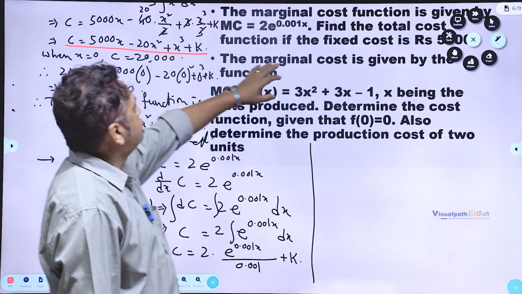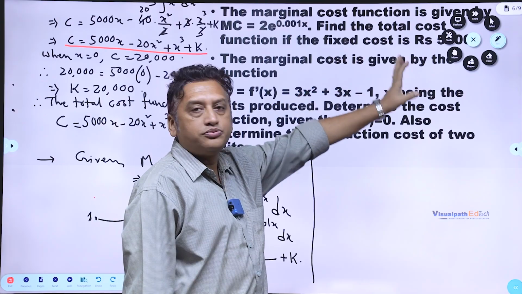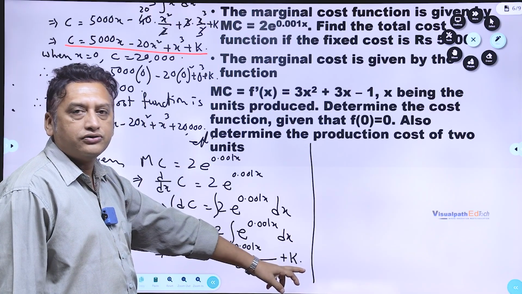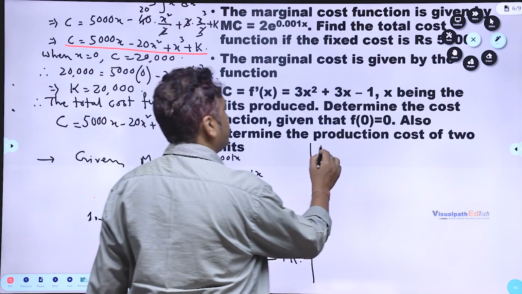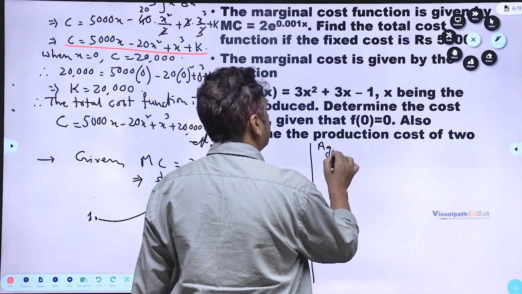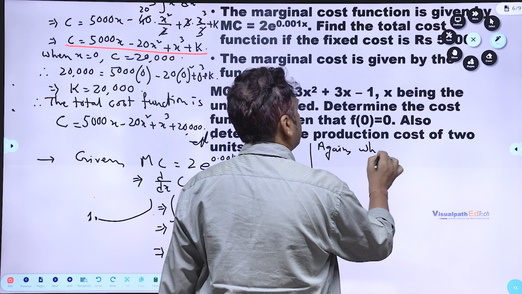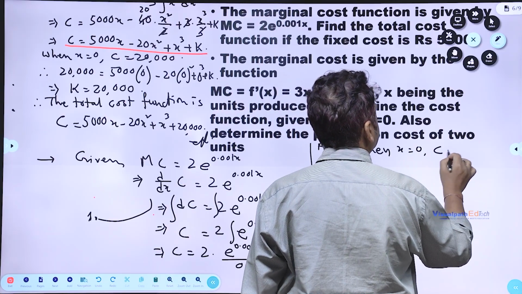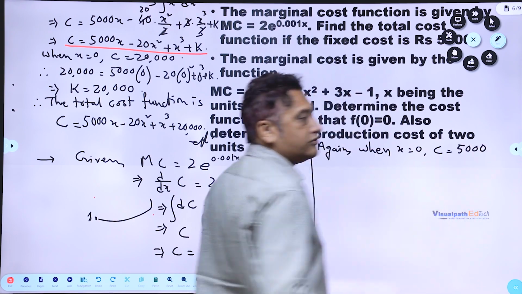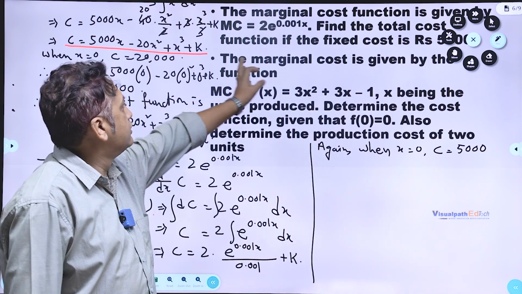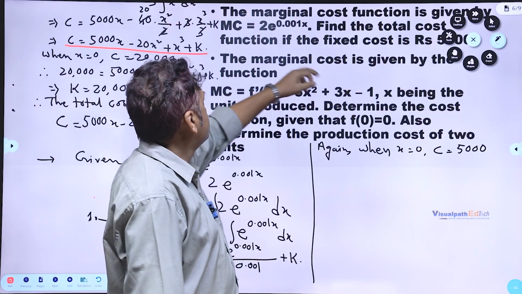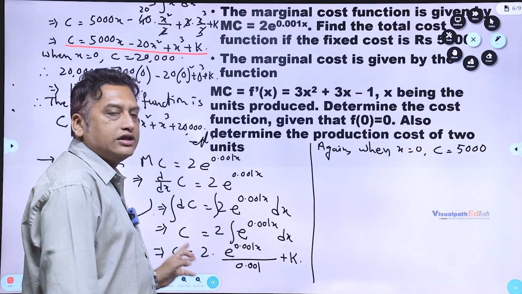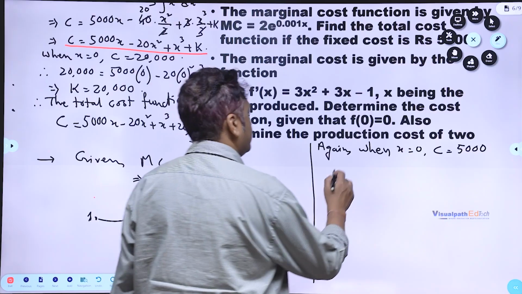Now find the total cost function. The fixed cost is given as rupees 5,000. So we need that 5,000 information in order to find out the value of k. So we'll say again, when x is equal to 0, C is equal to 5,000. How do I know? It is given in the question that the fixed cost is rupees 5,000. So when x is equal to 0, even then C is equal to 5,000. So we'll put it here.